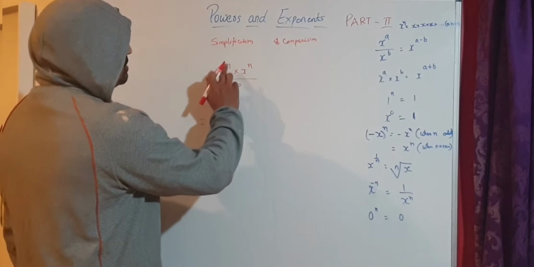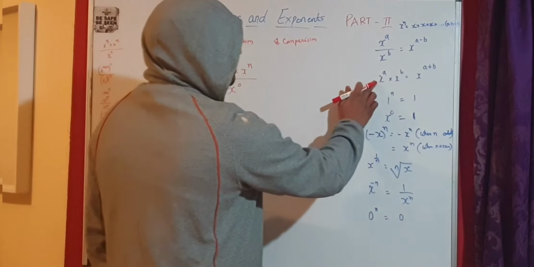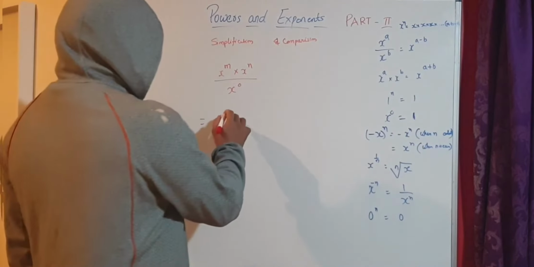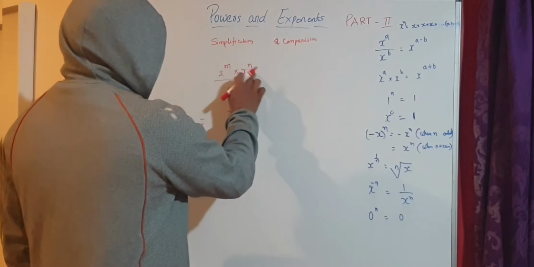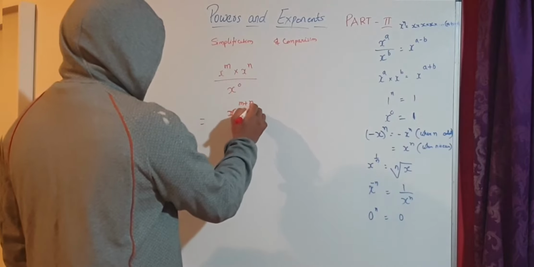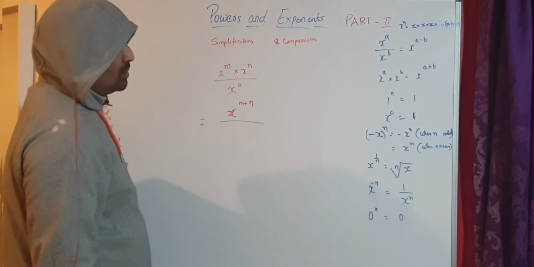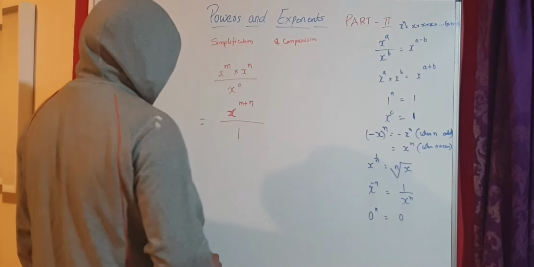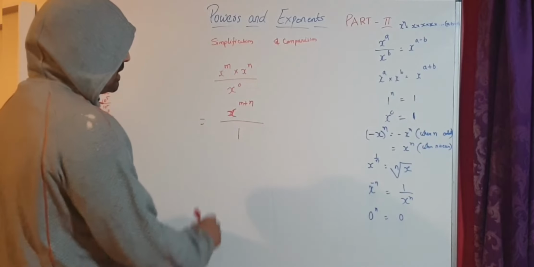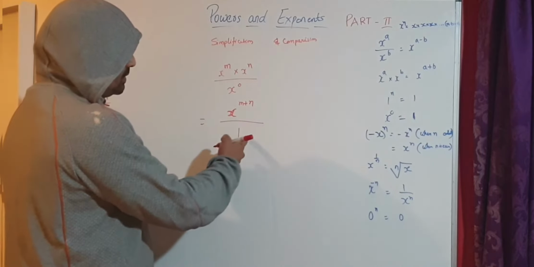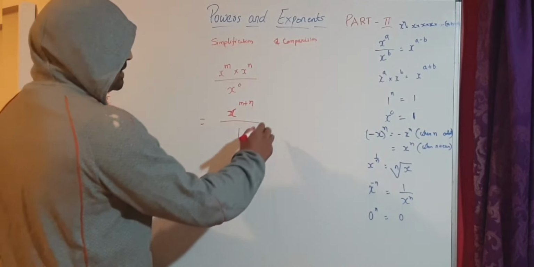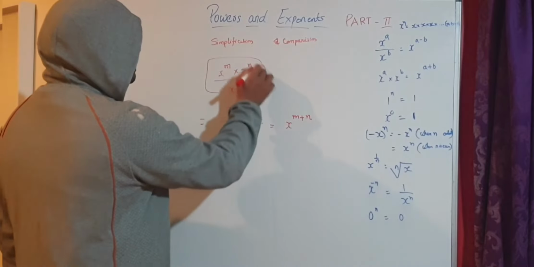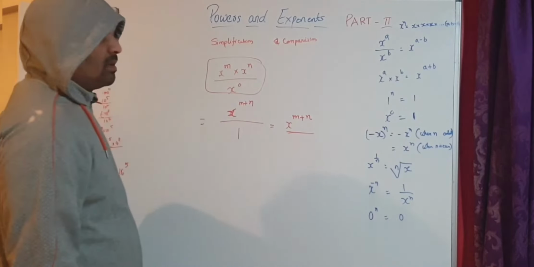So in this case, x to the power of m into x to the power of n. The closest formula for this one is x to the power of a into x to the power of b is equal to x to the power of a plus b. The same formula you can apply. If you simplify these two, you get x to the power of m plus n by x to the power of 0, whose value is 1. Any number with the denominator 1, you'll get the same number. So this is going to be x to the power of m plus n. When you simplify this whole expression, we got x to the power of m plus n.